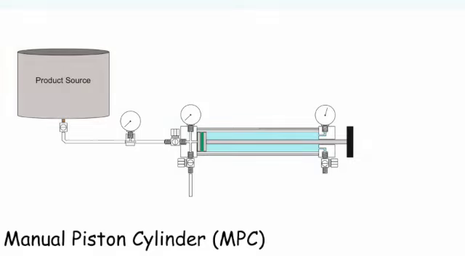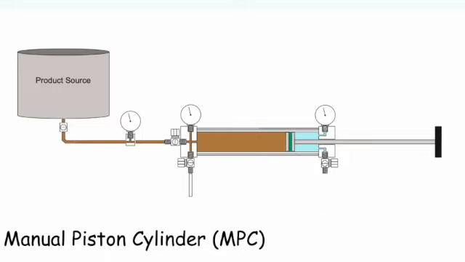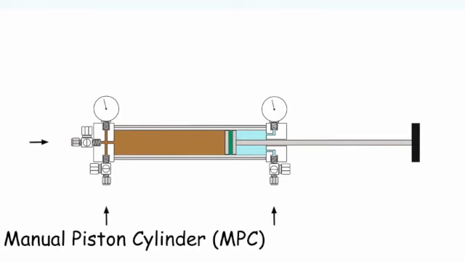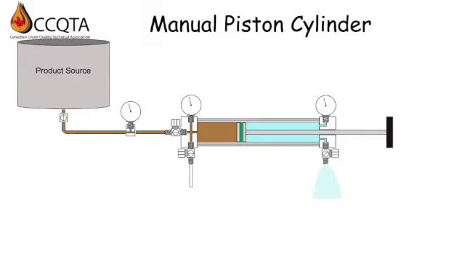This is an illustration of how a manual piston cylinder is used during sampling. You'll notice this is very similar to how the FPC is sampled. As I mentioned, this is almost identical to the FPC except for the ability to control the position of the piston. ASTM D8009 was published for this type of sampling cylinder. This method is helpful for situations where the source pressure is very low, such as a tank sample that may only have head pressure available.